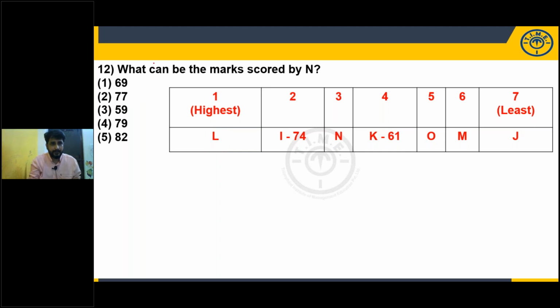What can be? Can be is nothing but possible. It need not be the exact number of marks. Possible marks scored by N. So N should be more than 61, less than 74. Which option is available? 69. Choice 1.